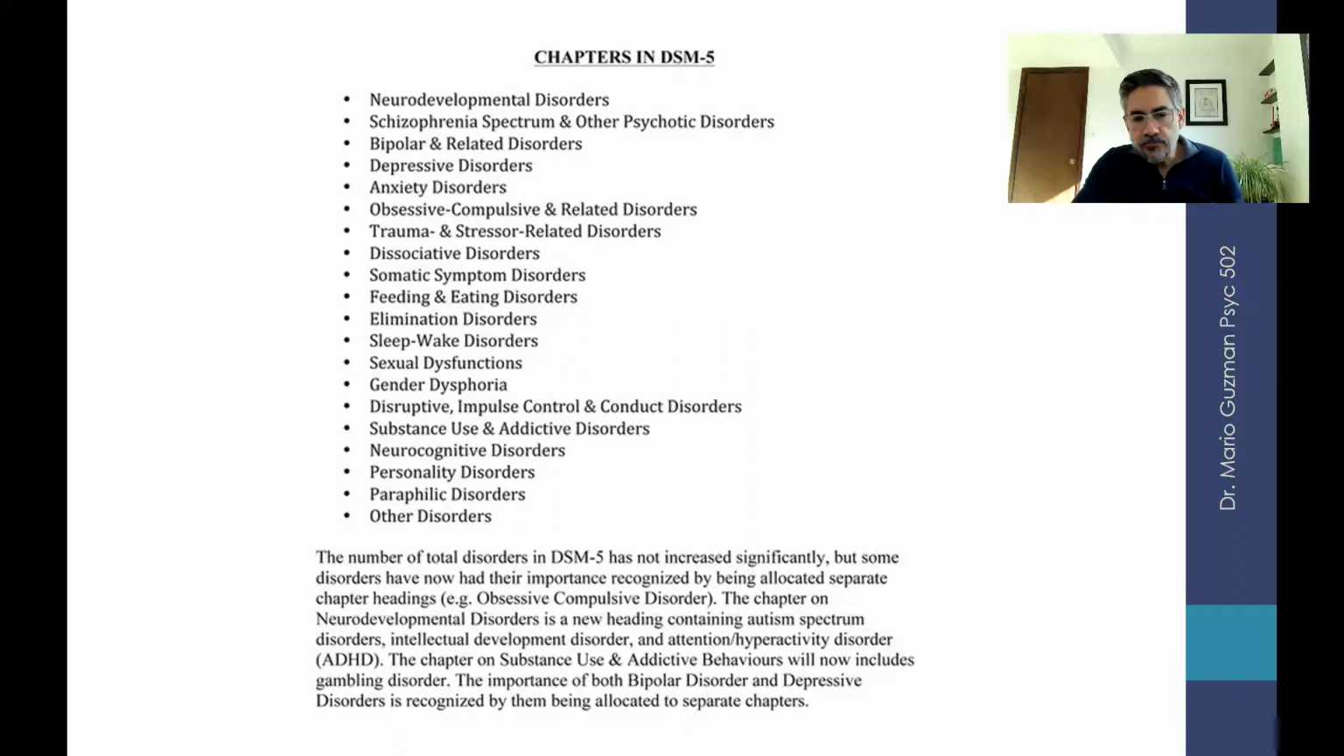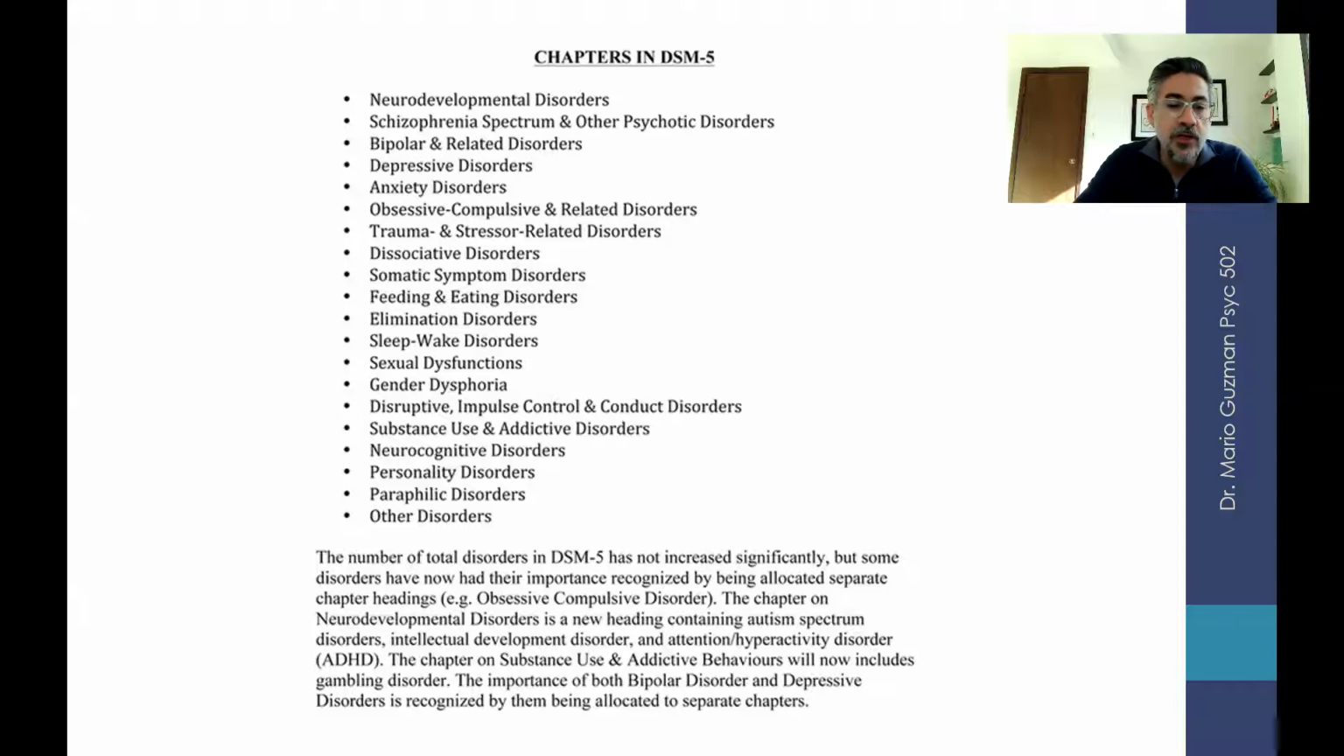And the DSM-5 is organized in the following chapters: neurodevelopmental disorders, schizophrenia spectrum and other psychotic disorders, bipolar and related disorders, depressive disorders, anxiety disorders, OCD and related disorders, trauma and stressor related disorders, dissociative disorders, somatic symptoms, feeding and eating disorders, elimination disorders, sleep-wake disorders, sexual dysfunctions, gender dysphoria, disruptive, impulse control and conduct disorders, substance use and addictive disorders, neurocognitive disorders, personality disorders, paraphilic disorders, and other disorders.